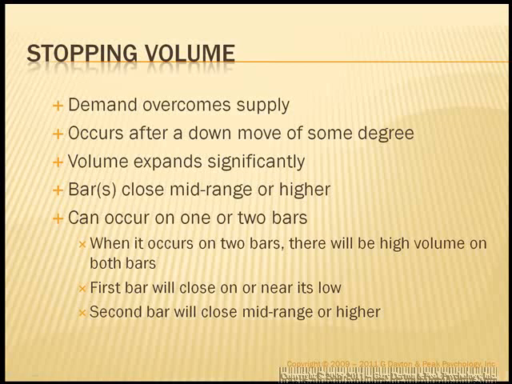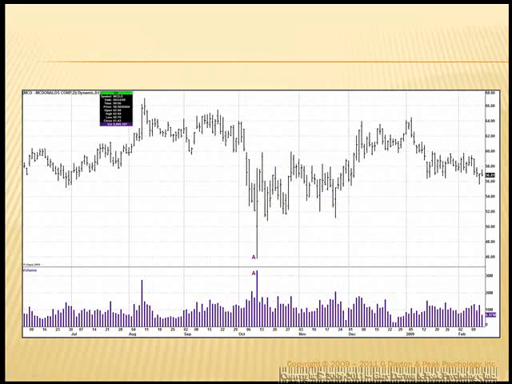And we're going to see that volume expand, and the bars are going to close mid-range or closer to their high. And it often will come in on a couple of bars. If it's occurring on 2 bars or sometimes even 3 bars, you're going to see high volume on all of them. You're going to see that first bar closing down near its low, and then the second one is going to pull back up and close mid-range or higher.